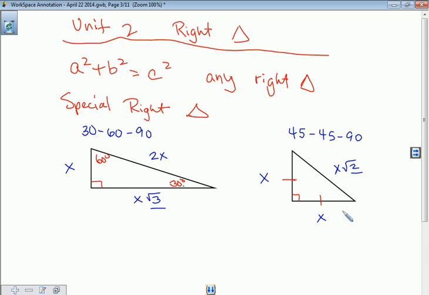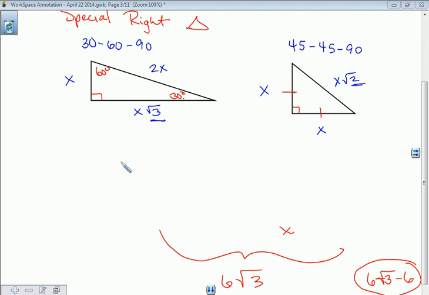All right? So if you memorize that instead of learned it for understanding, you might get confused about which one has a square root of 3 and which one has a square root of 2. So one more time. 30, 60, 90 has 3 different angle measures, 3 different side measures, and a square root of 3. 45, 45, 90 has 2 different angle measures, 2 different side lengths, and a square root of 2.